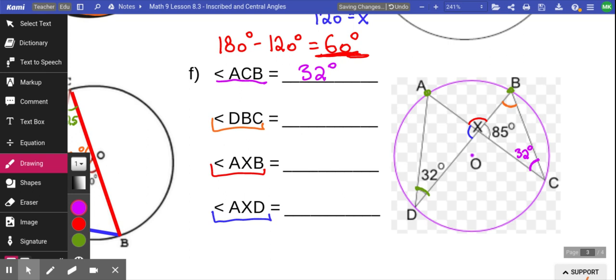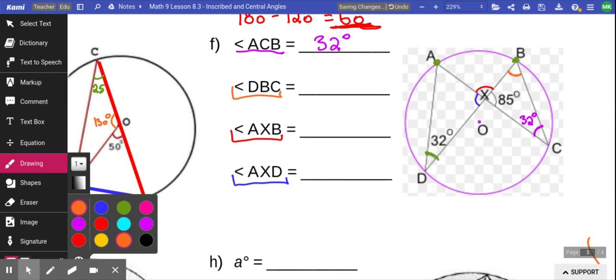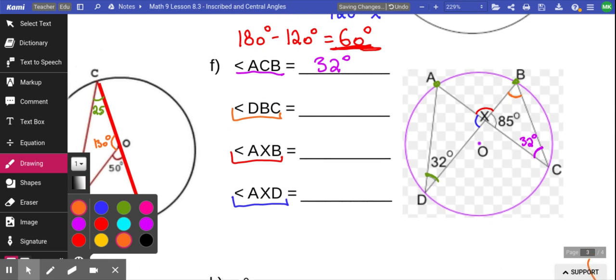Now, if I look at my orange one that's missing, I notice that I have a triangle. I know 2 angles. I could always find the third. So I can find that orange one by going 180 degrees and subtracting the 85 from the middle and subtracting the 32. And that will give me the orange one. So I go 180 minus 85 minus 32. That orange one is 63 degrees. And that completes that little triangle up there. Okay. Next one we can figure out.